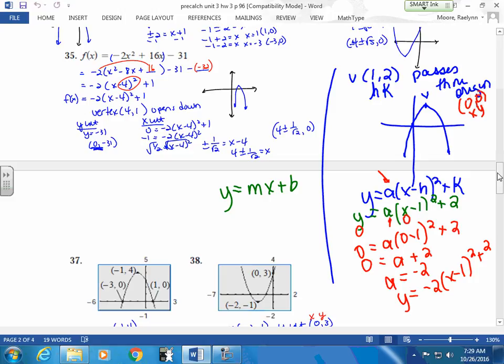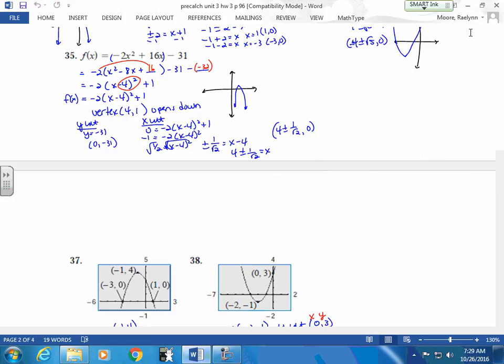Good. Use the format for the vertex form. Plug in what you have, and then see what else you need. Sometimes it's kind of simple. Other times it takes a little bit of work. So let's take a look at these couple of homework problems that you had. We'll do these together.